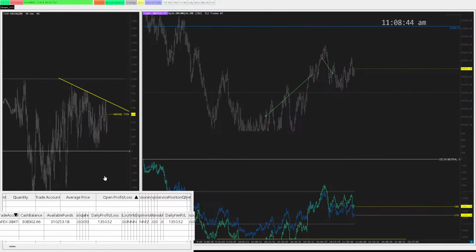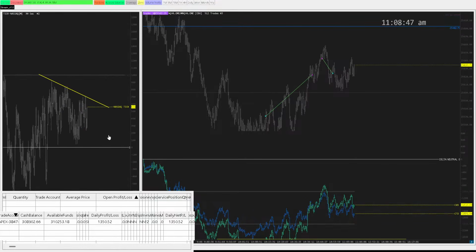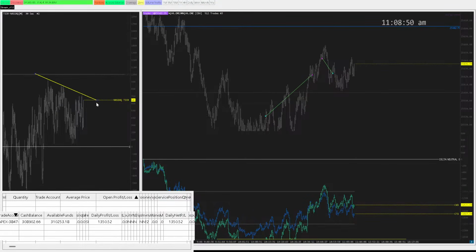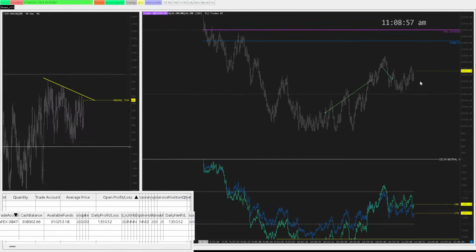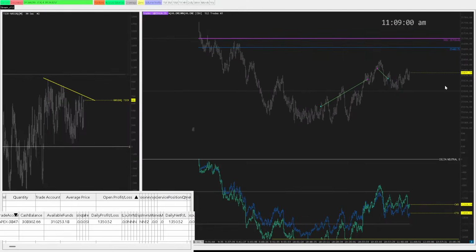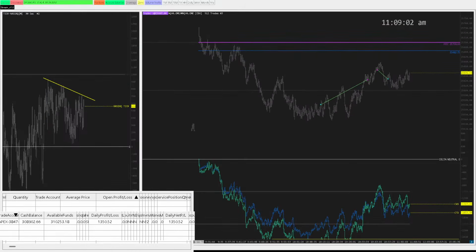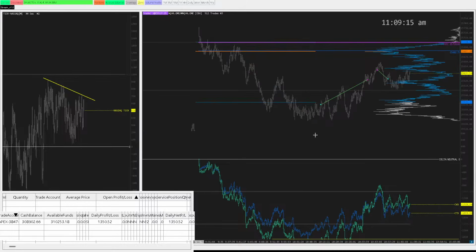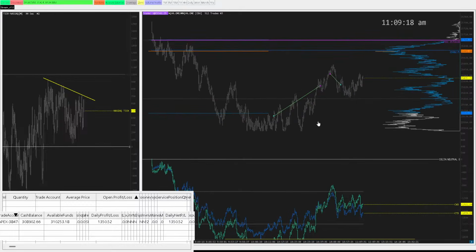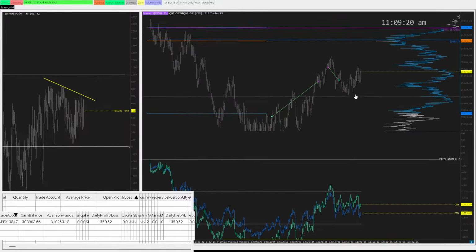All right, so let's see what's going to happen here. We had a divergence. Let's see if it's going to hold. Profile back up. That's where we're at. Profile's starting to get a little messy, isn't it?